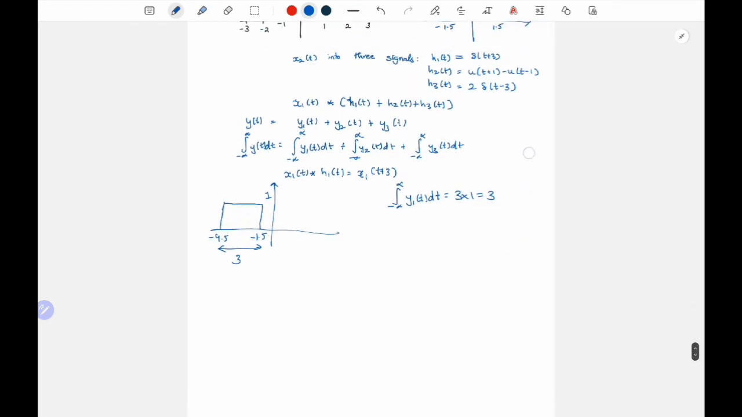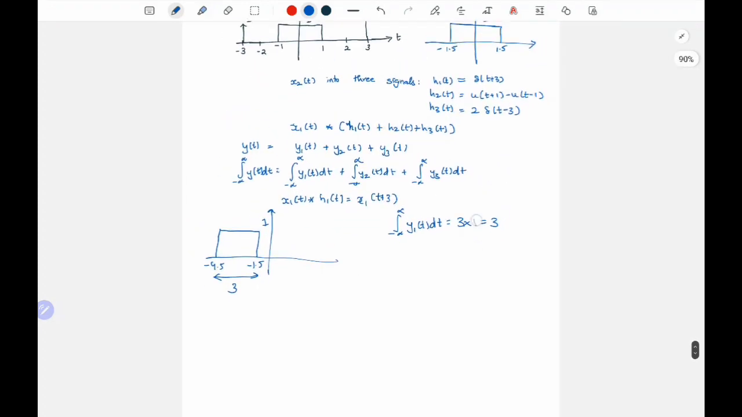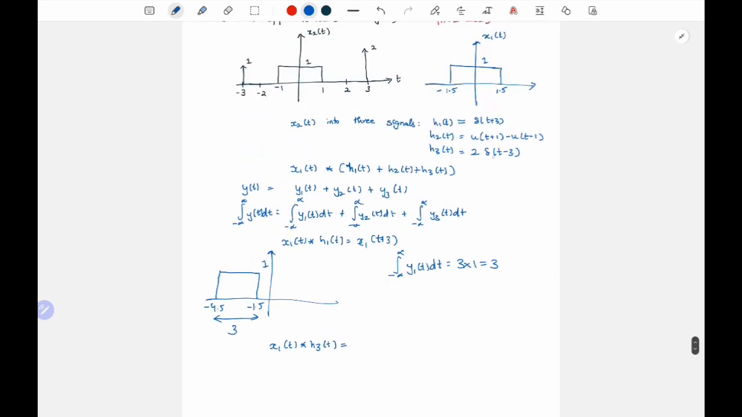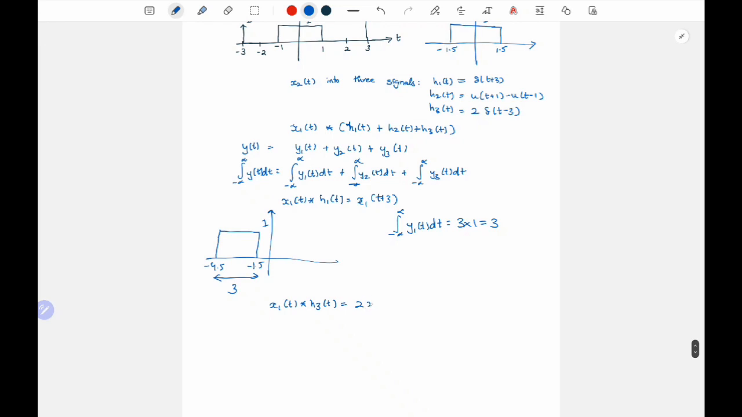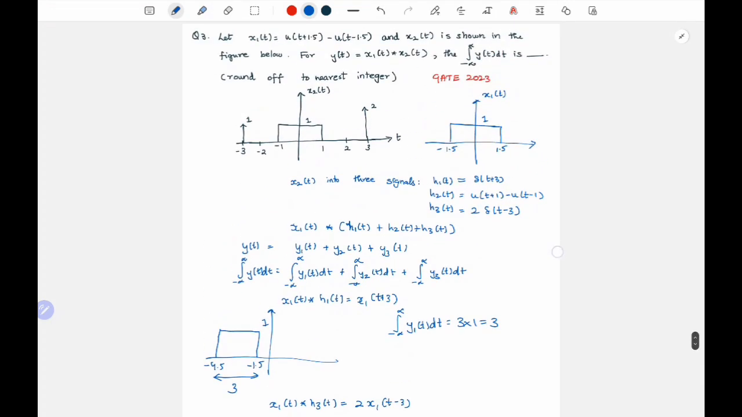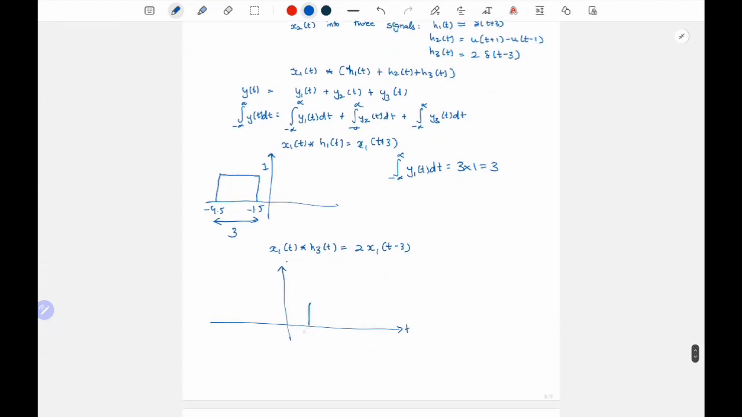Right? And what about y2 of t? y3 of t is easy to compute, right? So we'll first take that. This will give you 2 into x1 of t minus 3. So this is a right shift. It will actually be a right shift by 3 units. So it will start from 1.5 and go up to 4.5 and its amplitude is actually increased to 2. So what is the area here? This is 3 into 2. It's still just a rectangle, right? So it will be 6.